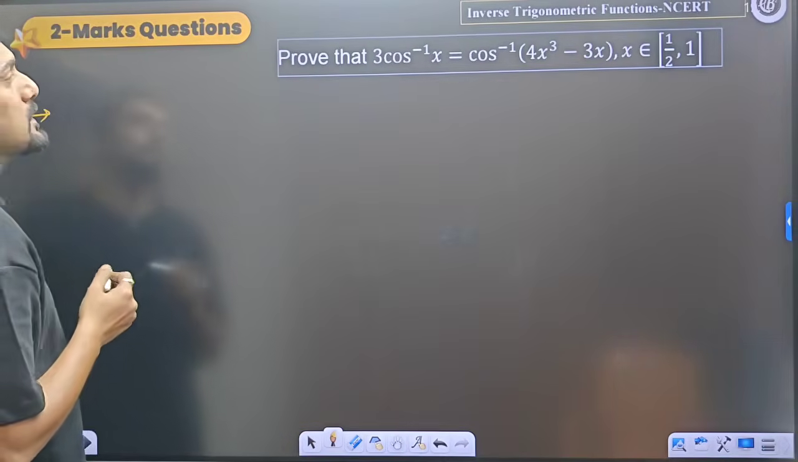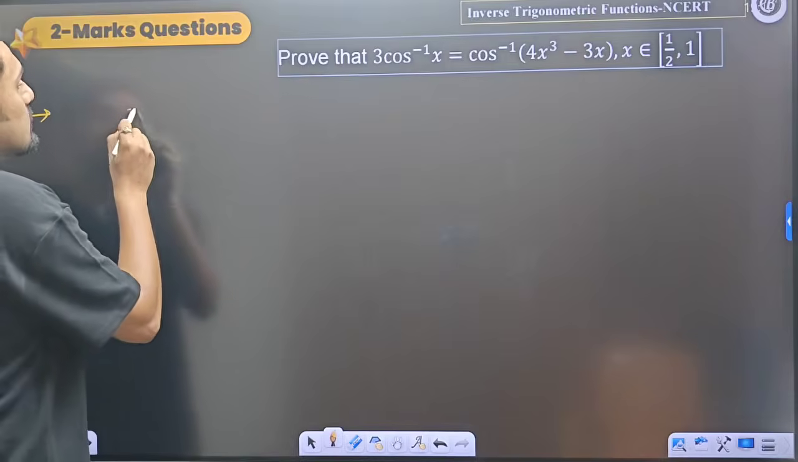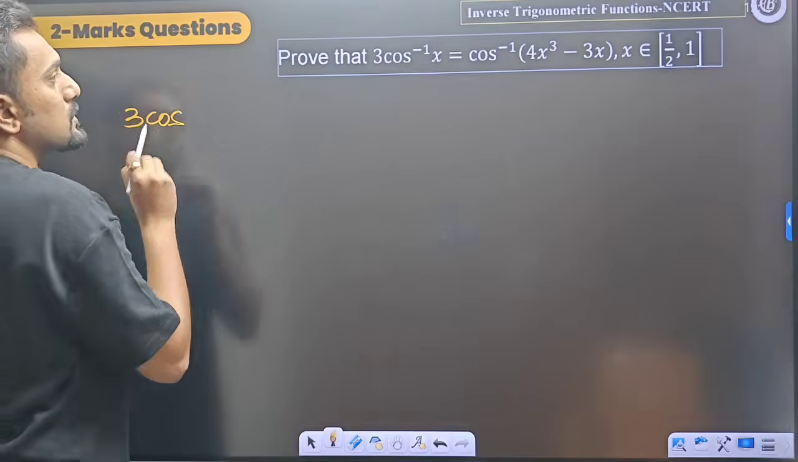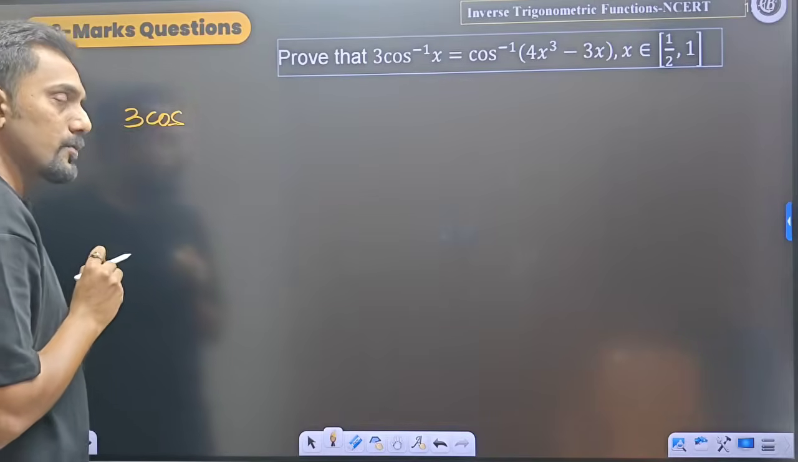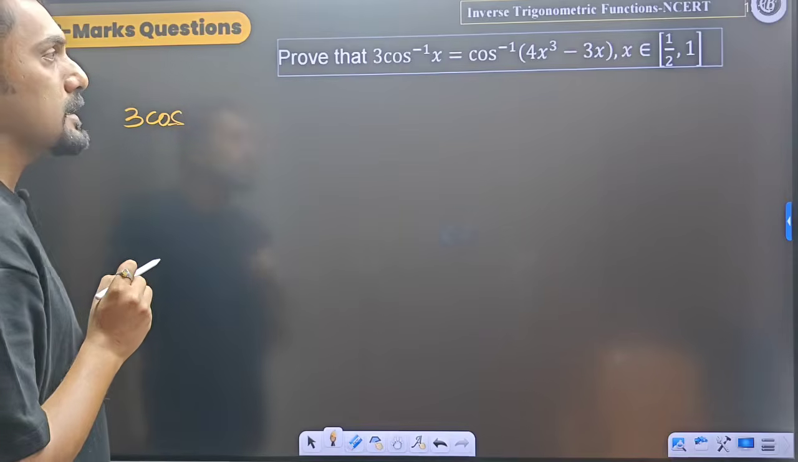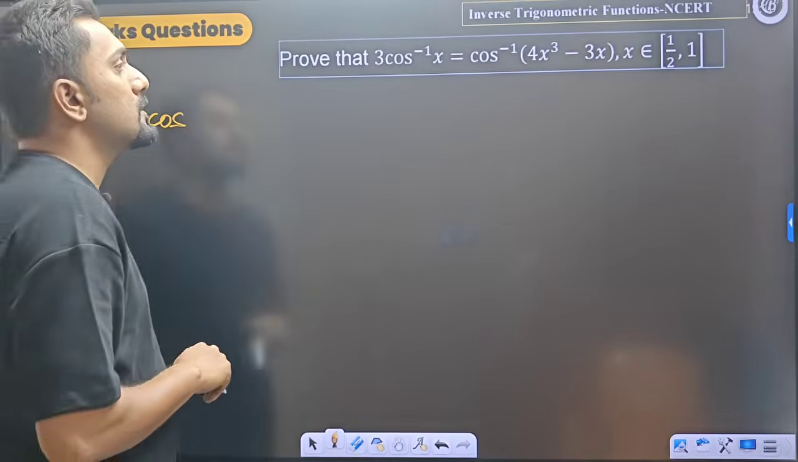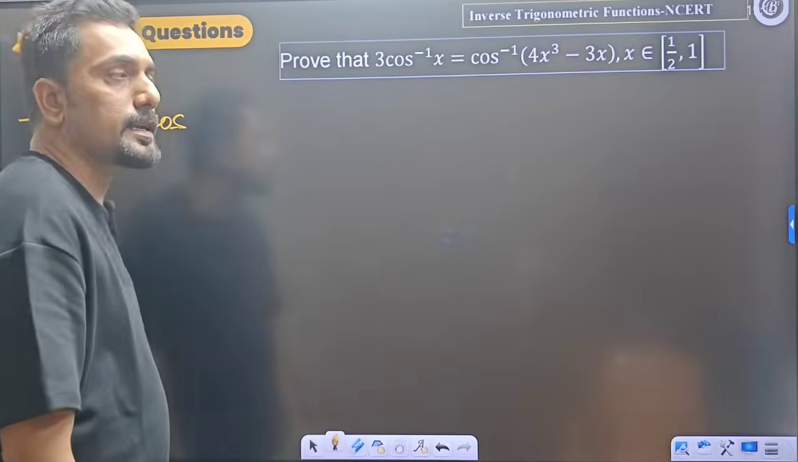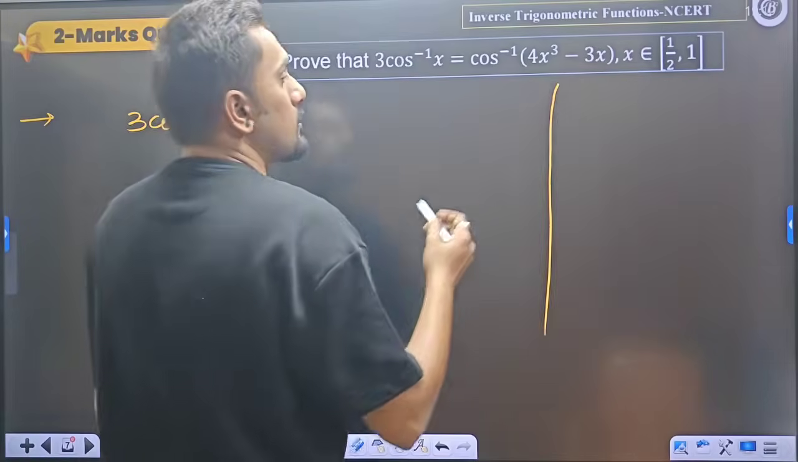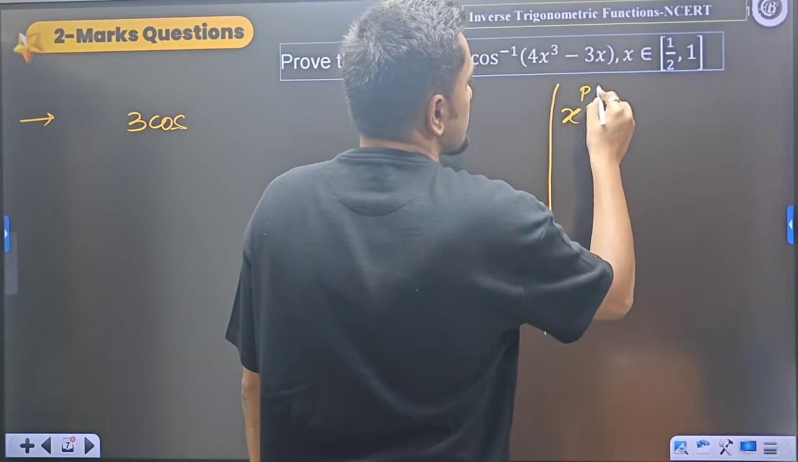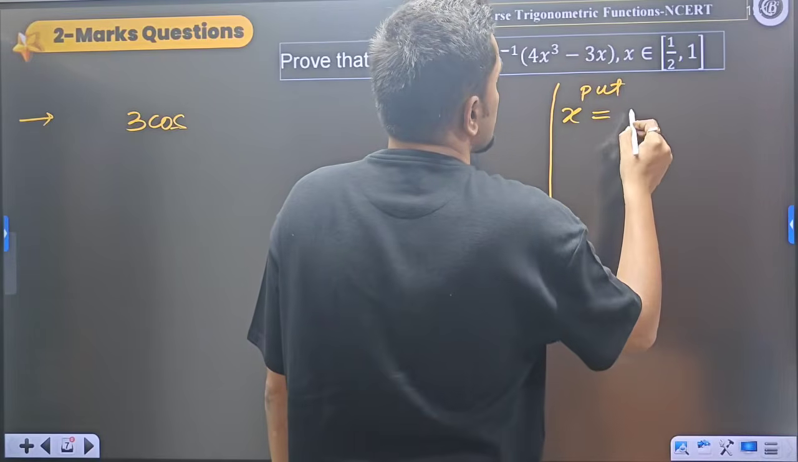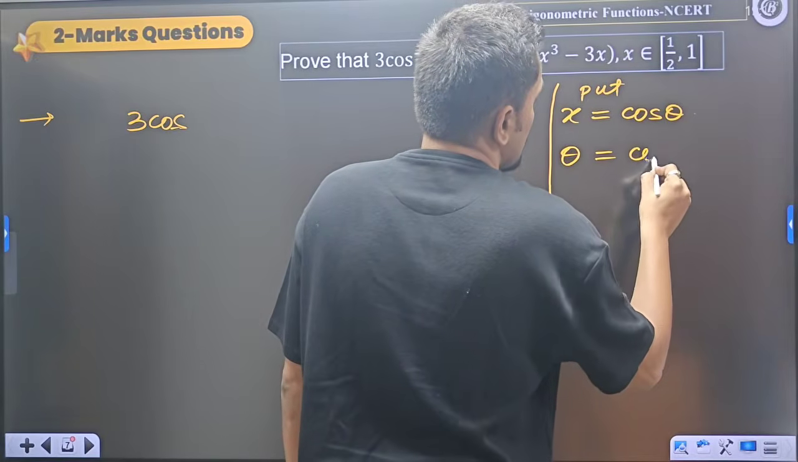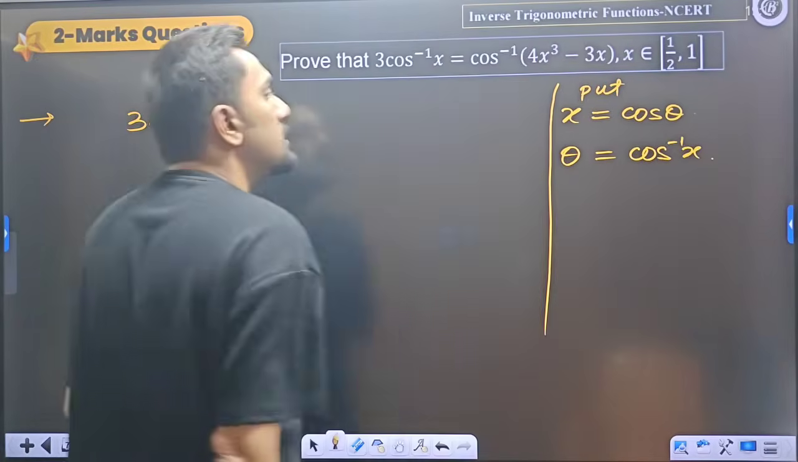Pause the video and note down the answer. Yes. Let's consider this question. He has given that, what I need to prove is 3 cos inverse x is equals to cos inverse of 4x cube minus 3x, and this is of the form 4 cos cube theta minus 3 cos theta, and that is nothing but cos 3 theta. So for that, what I will do is put x is equals to cos theta. Then that implies theta is equals to cos inverse x.